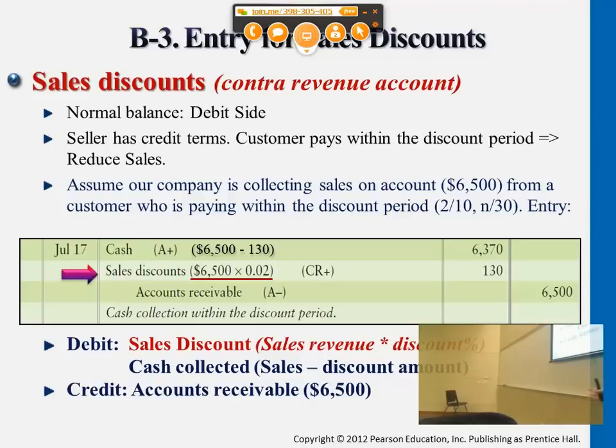Both cases you have returns and allowances. Both cases you have discounts. Both cases you could have freight charges. But in terms of what role your company is playing, that will determine which account you're using. Okay, so after the midterm, when you review this chapter, make sure to also refer to the handout.